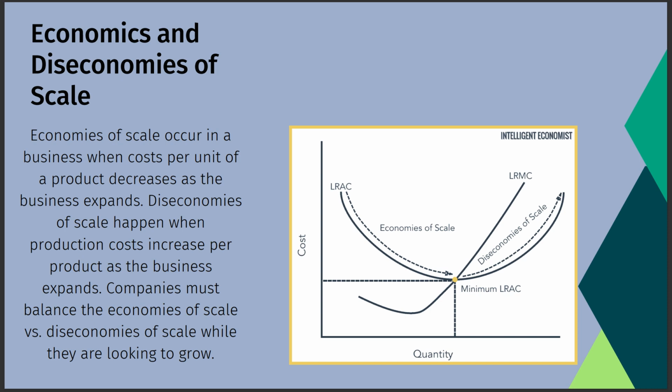Economies and diseconomies of scale. Economies of scale occur in a business when cost per unit of a product decreases as the business expands. Diseconomies of scale happen when production costs increase per product as the business expands. Companies must balance the economies of scale versus diseconomies of scale while they are looking to grow. So in this graph, we can see the relationship between diseconomies and economies.